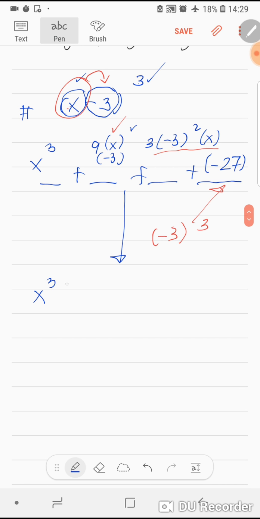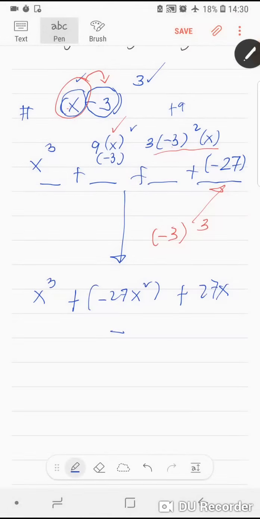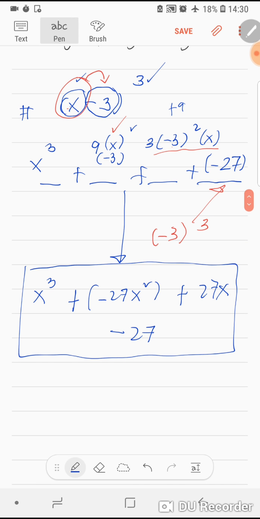simplify. So x cubed plus, 9 times negative 3, that's negative 27 times x squared. So that would be negative 27x squared plus this part. Negative 3 squared will always be equal to positive 9. So 9 times 3 times x would be 27x, and then minus 27. So this would be the final answer.